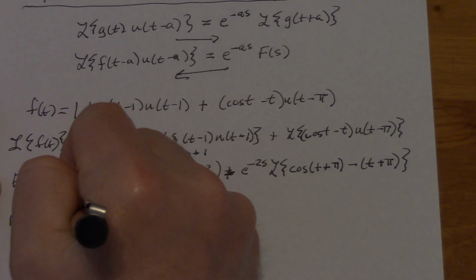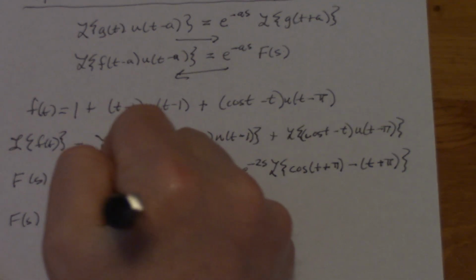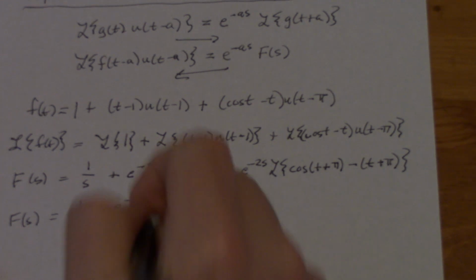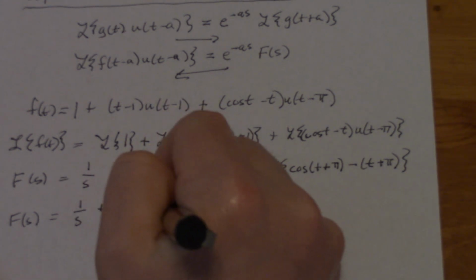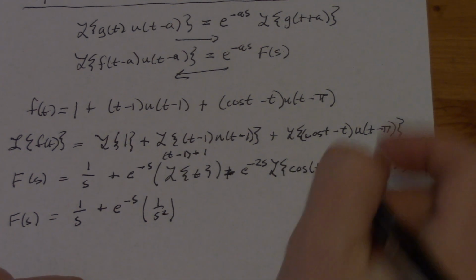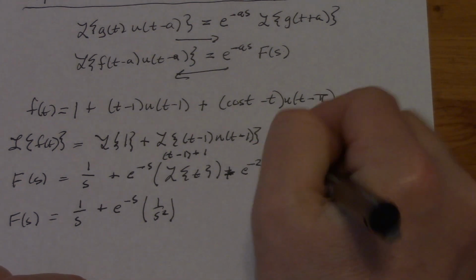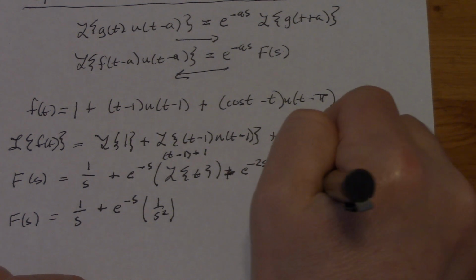Okay, so I get 1 over s here. Okay, everything's going to be pretty straightforward at the beginning. And then e to the minus s times the transform of t, which is 1 over s squared. Okay, and then the next one. Now, this one's going to be pretty easy. This is cosine shifted pi to the left. Okay, that's half a period. That turns it into basically the same thing as negative cosine.